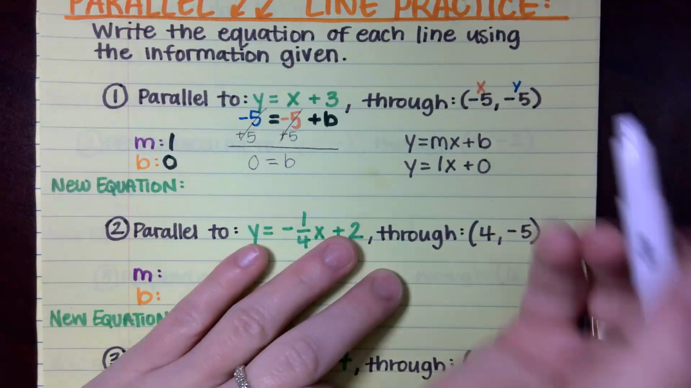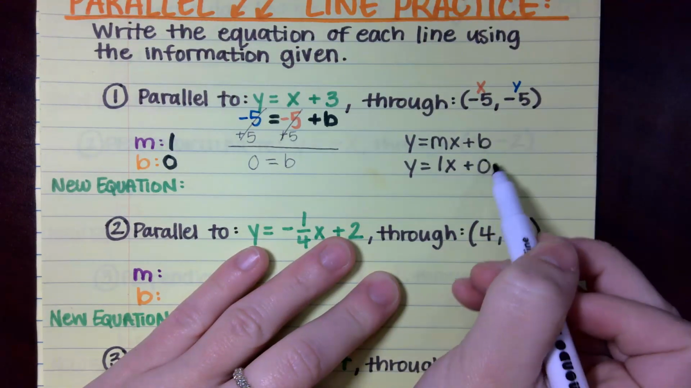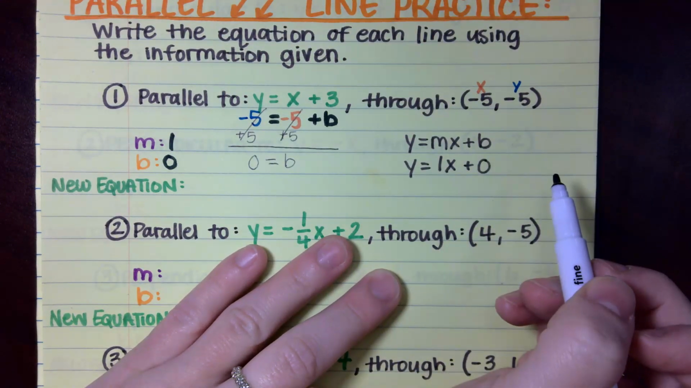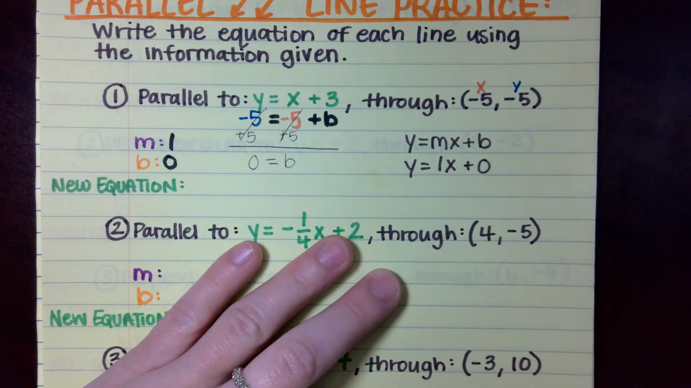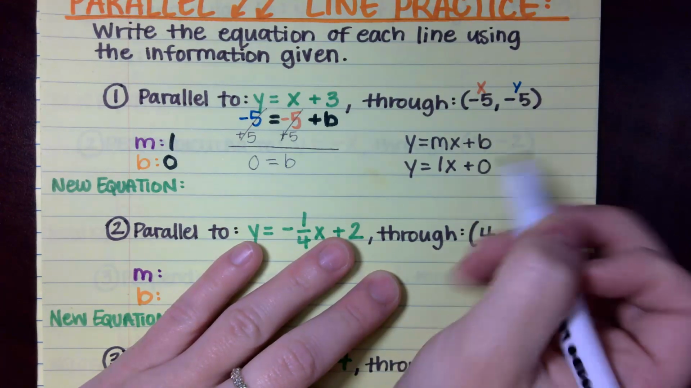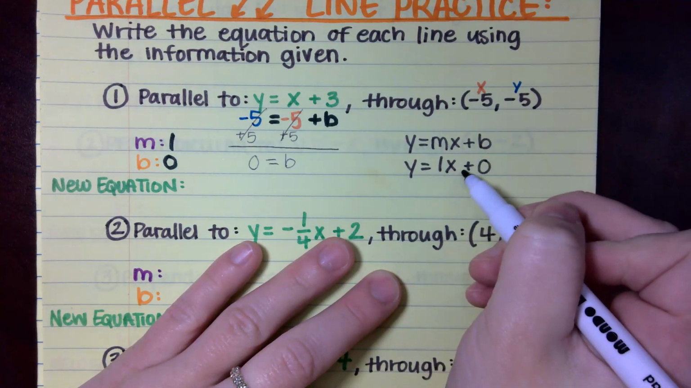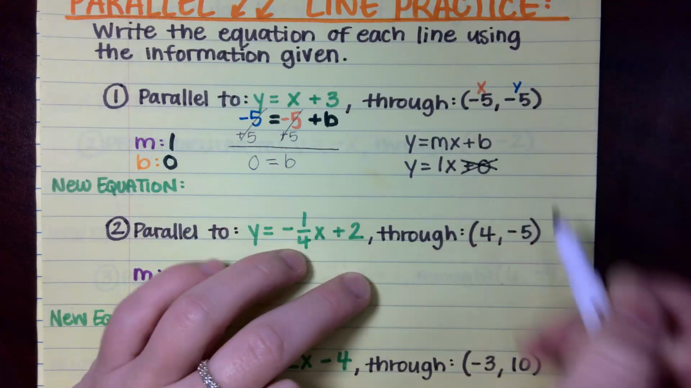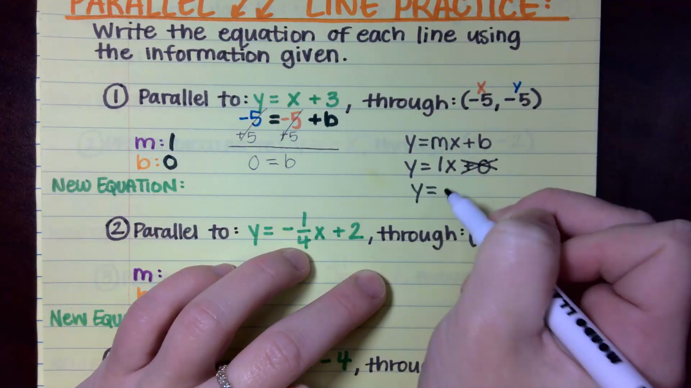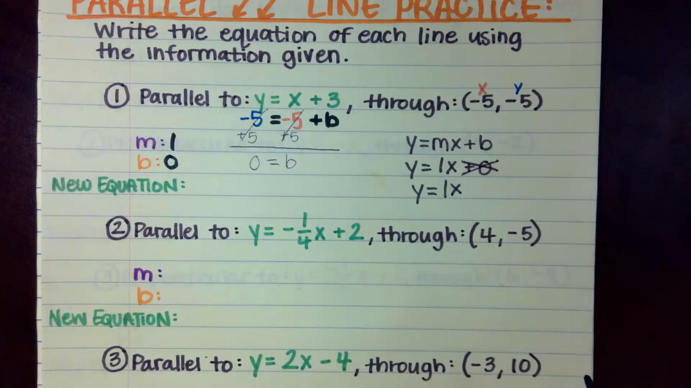We can simplify this though. We don't need to write plus 0 because it's negligible information. It's extra info that we don't need. So now we have y equals 1x. Okay?